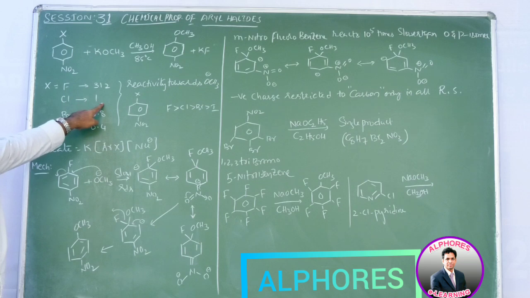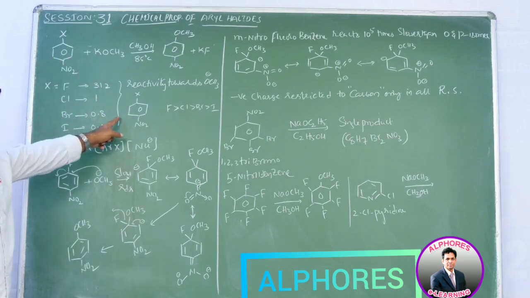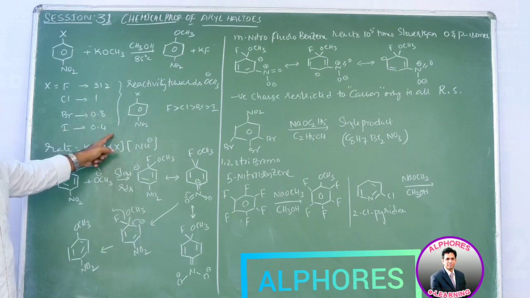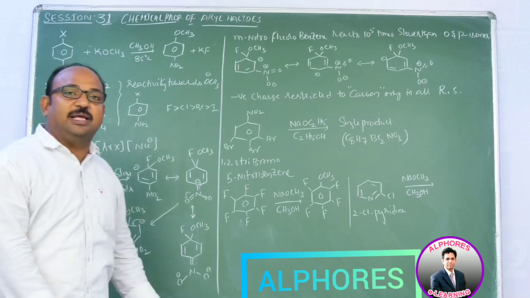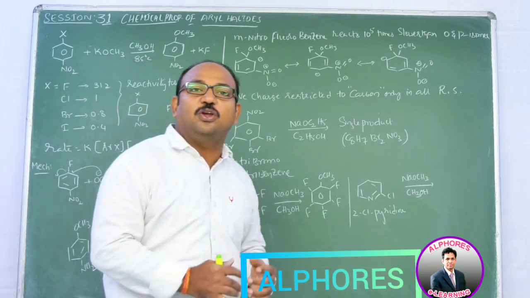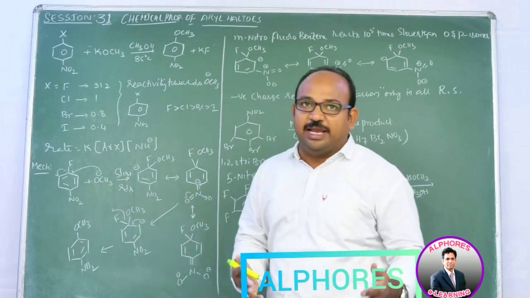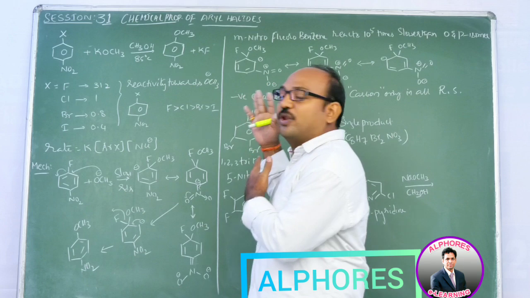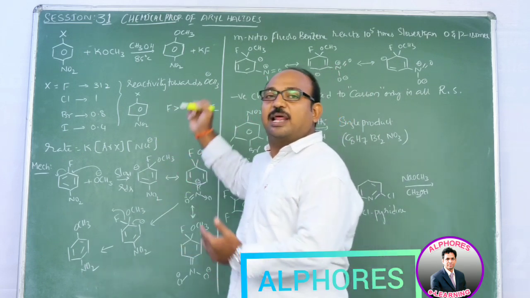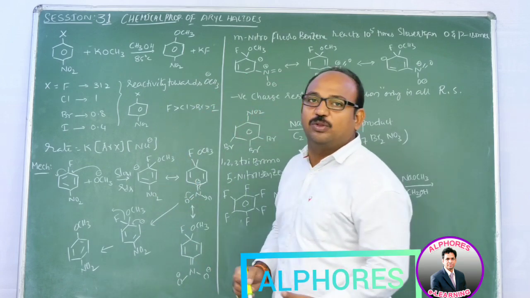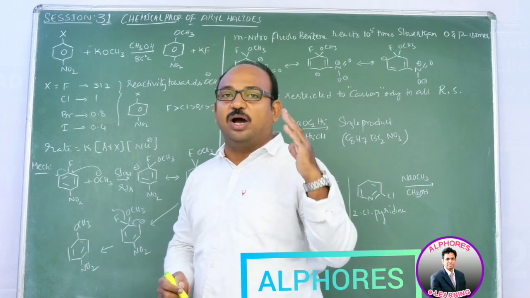So if chlorine reactivity is 1, then fluorine will be 312, bromine is 0.8, and iodine is 0.4. This is reactivity towards OCH3 minus, that means towards aromatic nucleophilic substitution reactions. If you want to write the order, aryl fluorides are more reactive than aryl chlorides, which are more reactive than aryl bromides, which are more reactive than aryl iodides.